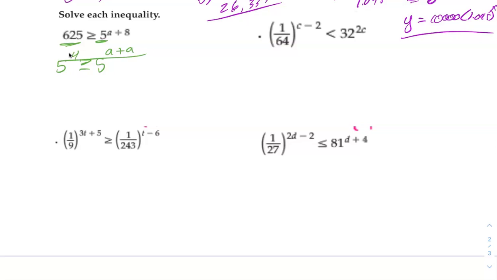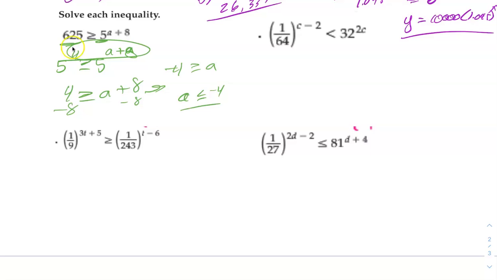Once the base is matched, solve the powers. 4 is greater than or equal to 8 plus 4a. Then we just gotta solve. Minus 8, minus 8. Negative 4 is greater than or equal to a. Or if I'm going to rewrite it, a is less than or equal to negative 4.